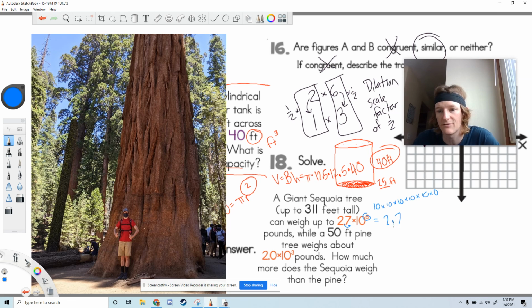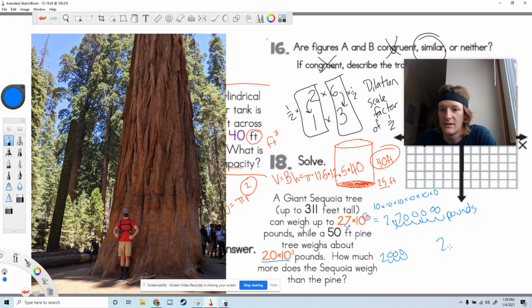So we start with 2.7. We're going to go 1, 2, 3, 4, 5, 6. In these empty spots, we get zeros. We have 2,700,000 feet. Not feet, pounds. We're talking about weight. Pounds. And then a regular pine tree is 2. We move it 3 times. 1, 2, 3 is 2,000.